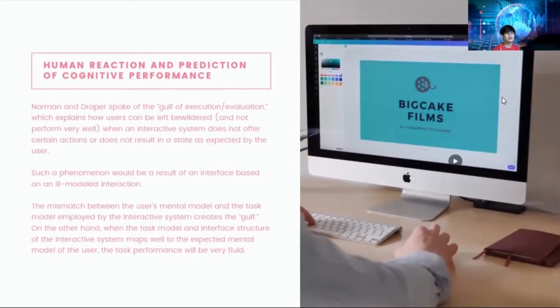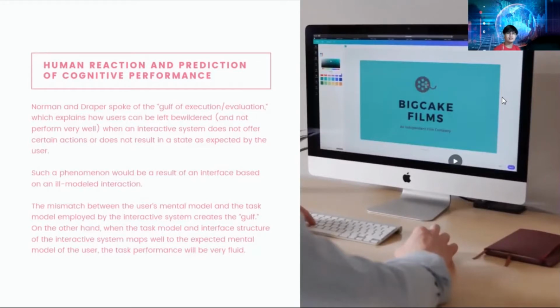And then nothing happens when you click the register button. Okay, so that is how you actually interact with the system. Such a phenomenon would be a result of an interface based on a poorly modeled interaction. If the user was not able to get the expected result, it will again be based on a poorly modeled interaction.